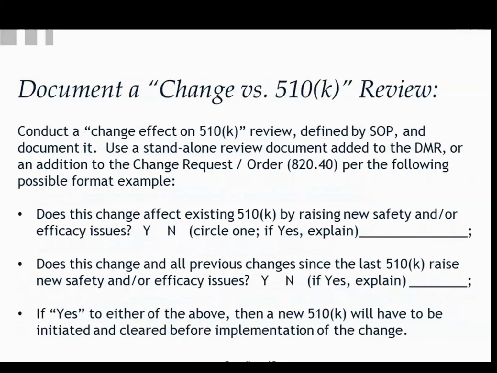So how do you document the change versus the 510K review? Remember, every time there's a change, you have to do this review, both looking just at the change and then looking at the cumulative effect of all the changes. So your system must be able to pull up, well, obviously you have the original change or the current change because that's probably the document you're looking at, the change order. But you also have to be able to pull up all the subsequent previous changes since the last 510K.